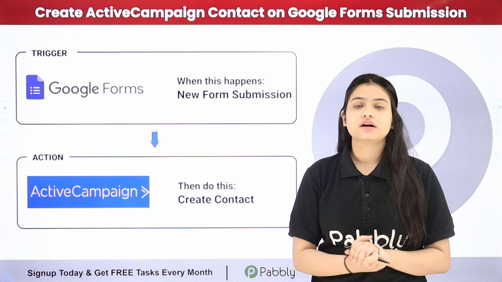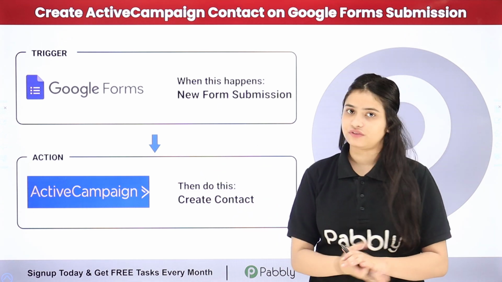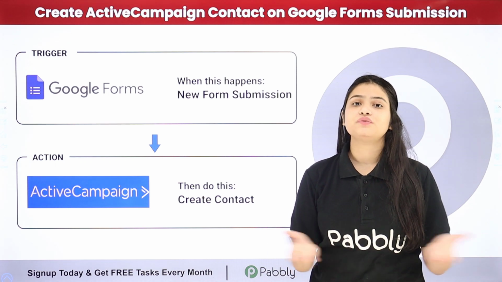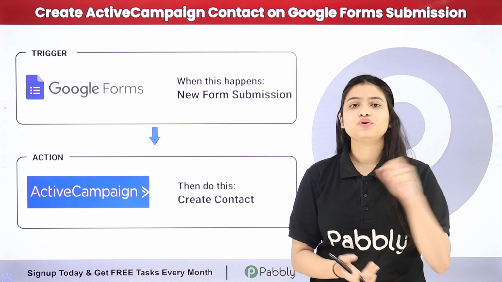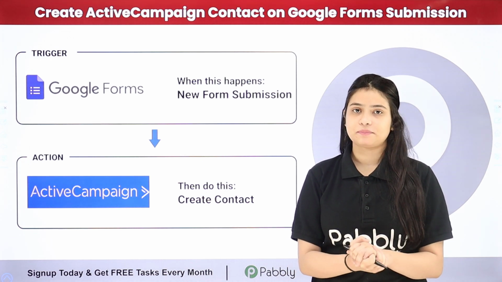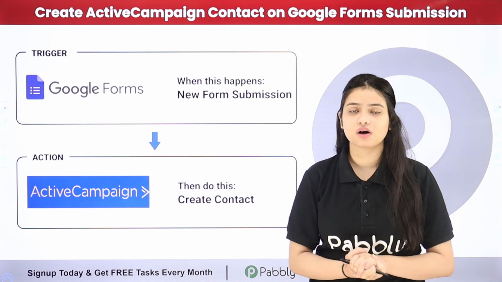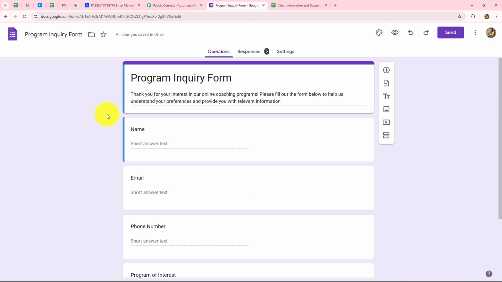For this, we will have to build the connection between Google Forms and ActiveCampaign, and that we are going to create without any coding or programming skills with the help of Pabbly Connect. So if you also want to learn this amazing automation step by step for your business, you have to come towards my screen. Welcome to my screen, everyone.